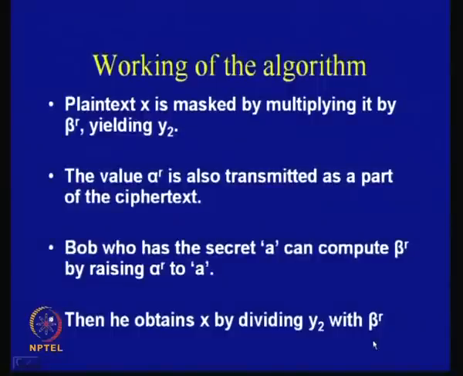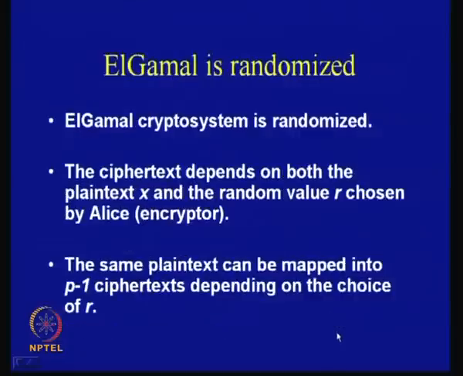So the working of the algorithm can be summarized again like this: plain text x is masked by multiplying with beta power of r, yielding y2. The value of alpha power of r is also transmitted as a part of the ciphertext. Bob, who has the secret a, can compute beta power of r by raising alpha power of r to a, and then he obtains x by dividing y2 by beta power of r. Dividing means multiplying by the inverse.